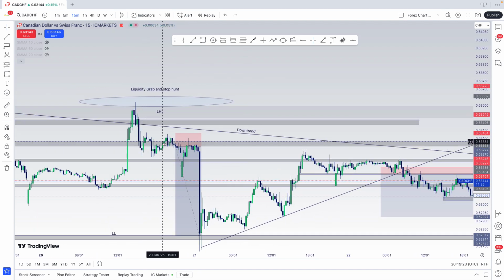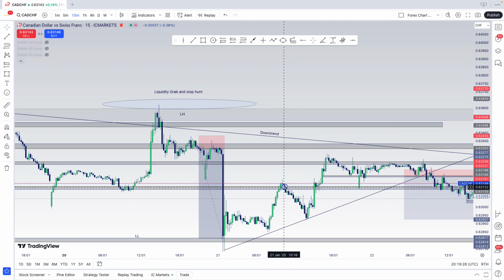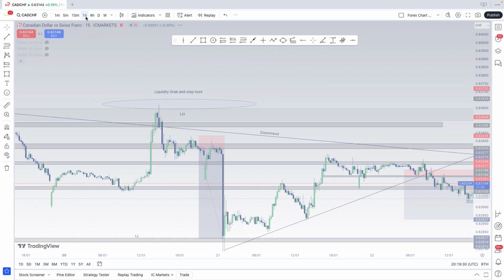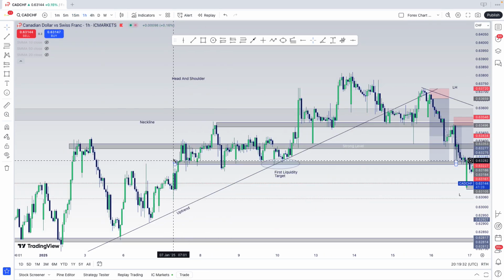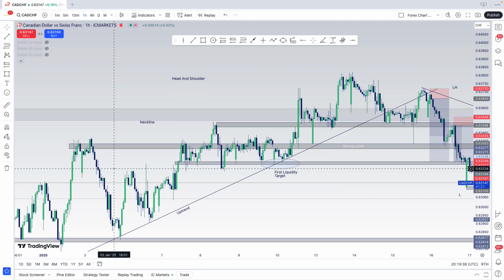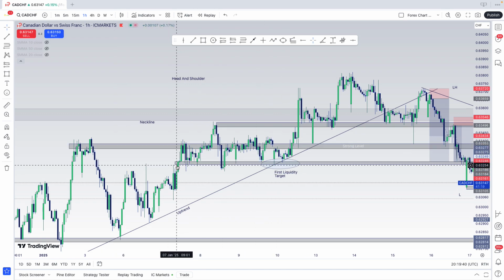For me, being able to define a strong area, I don't really base it off bodies. I base it off wicks, because for example here, if we get the close of a body and then we start getting wicks, the wicks for me tell more of a story, because it's where someone has tried something. So say for example sellers have tried to push it below this and they just can't.